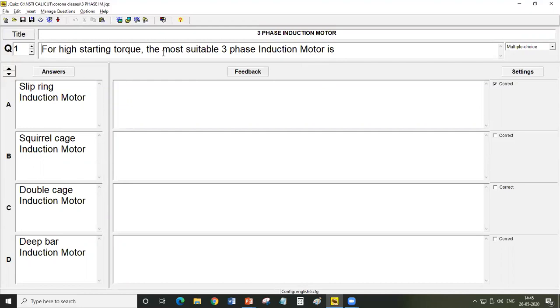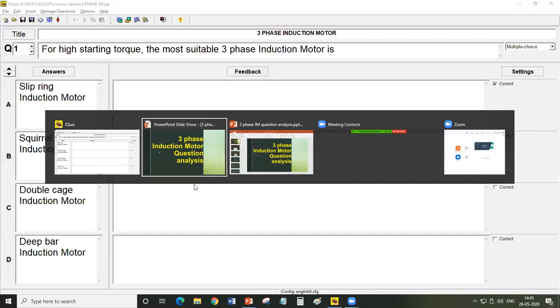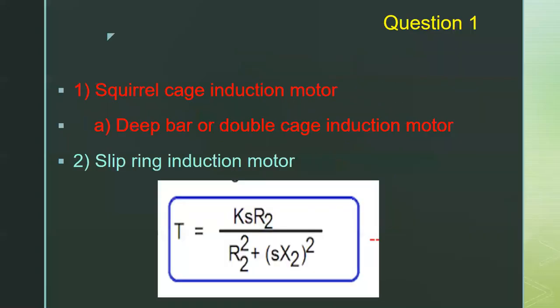Okay, so for high starting torque, the most suitable three-phase induction motor is: option A, slip ring induction motor; option B, squirrel cage induction motor; option C, double cage induction motor; option D, deep bar induction motor. So there is some explanation. Mainly in induction motors, there are two classifications. One is squirrel cage induction motor, the other one is slip ring induction motor. In squirrel cage induction motor, there are two classifications: deep bar or double cage induction motor.